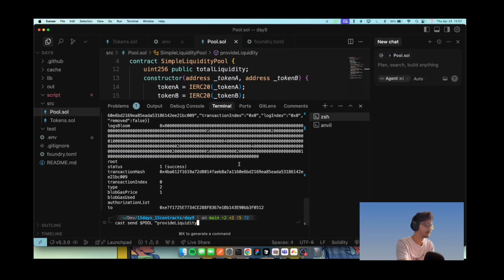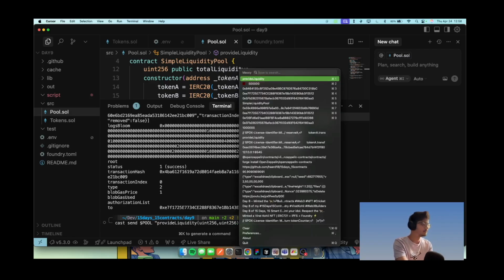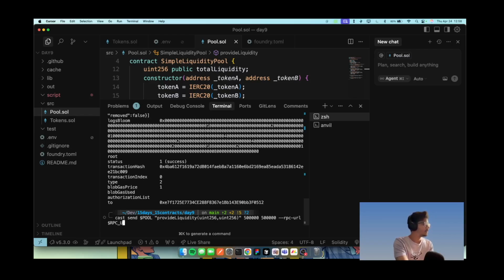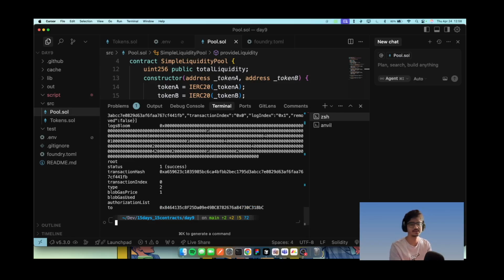So uint256, uint256. Now we'll use 50,000 and 50,000 here, RPC URL and private key with $private_key. Okay, that's cool. So this will give us the transaction goes through.